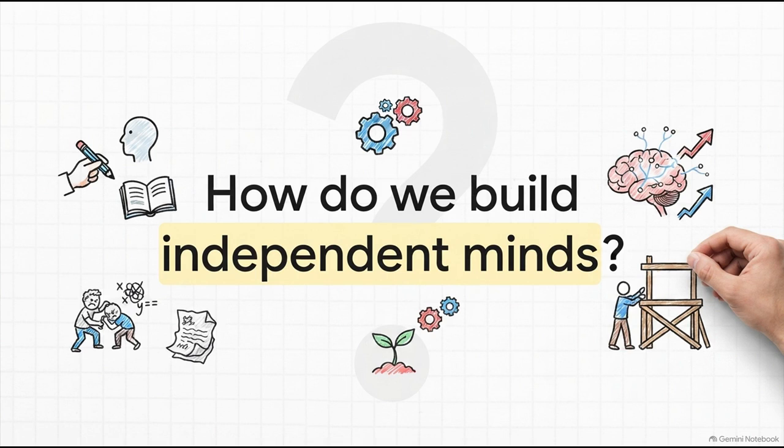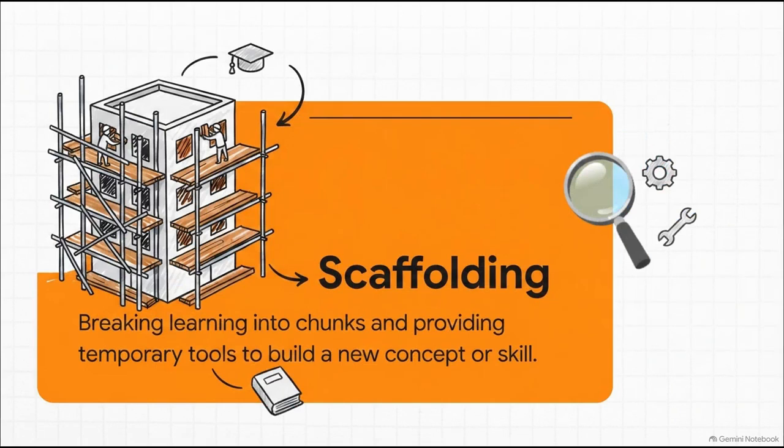We accidentally create this cycle of dependency where the next time they face a challenge, they just freeze up and wait to be rescued. On the flip side, if we do nothing, they might completely give up. So where's the middle ground? Well, the answer lies in scaffolding. This means breaking learning into manageable chunks and providing temporary tools to help students master a new skill.